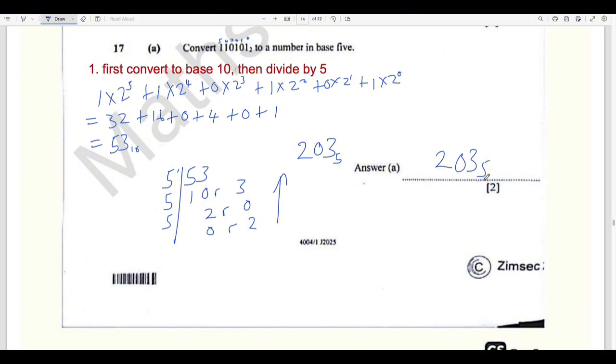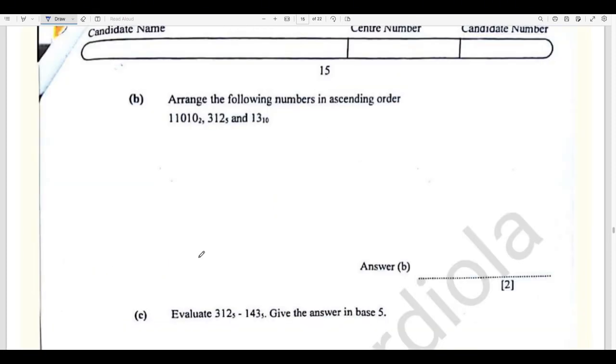So this is how we find this number. You must have a lot of practice. Take time to practice a lot with number bases: converting from one base to another, adding or subtracting numbers in the same base, and interchanging from any base to base 10, etc.